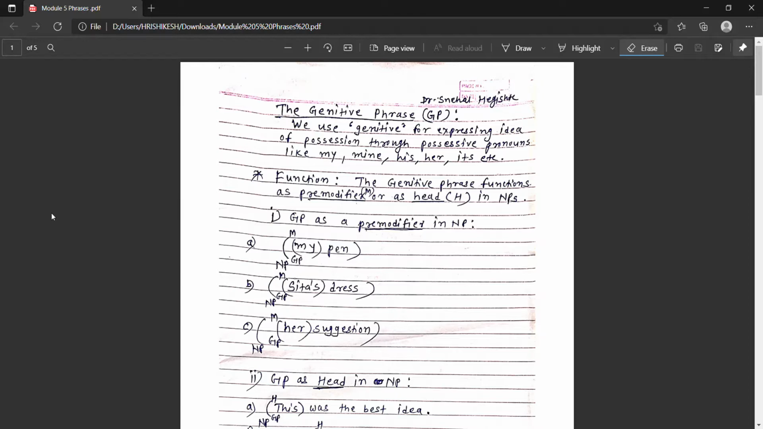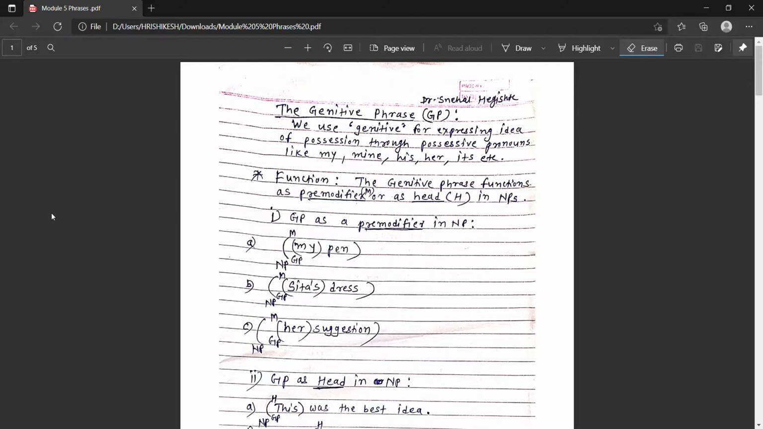In the noun phrase, the GP is functioning as a pre-modifier of which head? Suggestion. And what is the grammatical category of suggestion? Suggestion is here a noun. In the first example, pen, what is the grammatical class, or we can say formal label? Formal label is a noun and function label is a head word. In the second example, the formal label for dress is a noun and function label is a head. In these noun phrases, the genitive phrase functions as a pre-modifier.